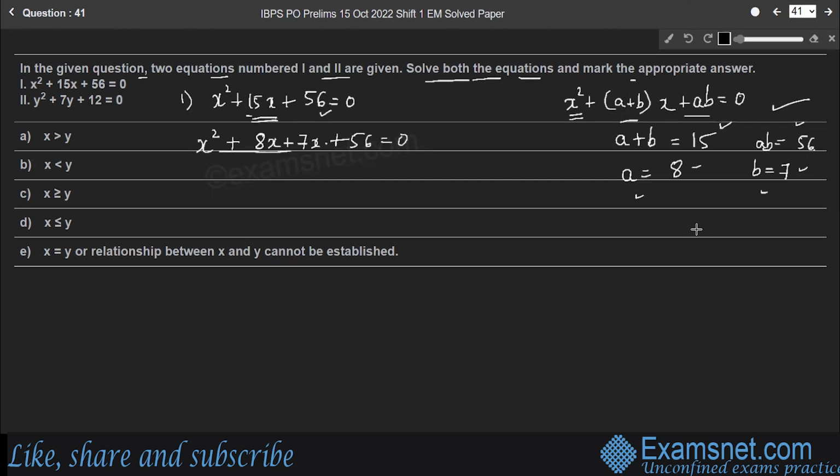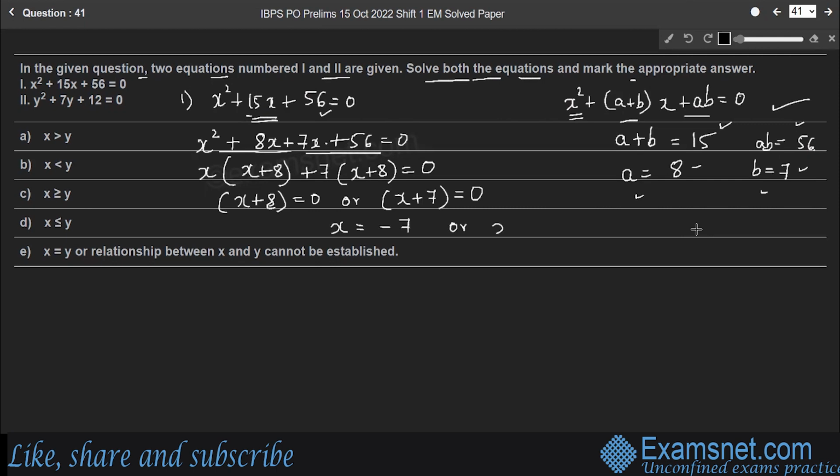Take first two terms where x is common, x into x plus 8, plus 7 is common in the last two terms, into x plus 8 is equal to 0. Therefore, x plus 8 is equal to 0 or x plus 7 is equal to 0. Therefore, we have two values for x. x is minus 7 or x is equal to minus 8.